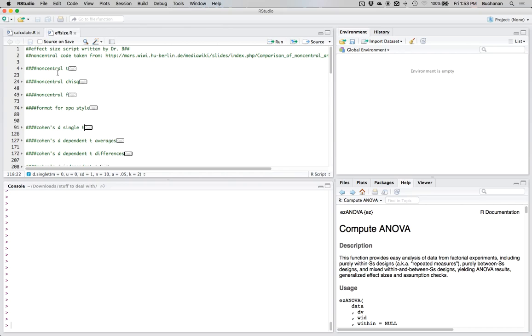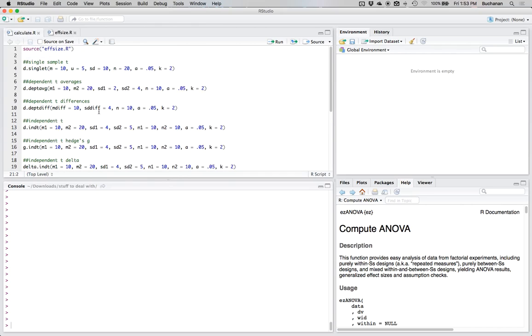And it calculates the non-central distributions and then some APA style formatting. So if you use a different type of formatting, you can change that section to fit your needs. And then what I've programmed is a bunch of different types of sizes. So I have them all in this calculate function script.